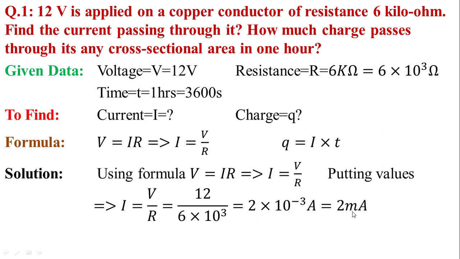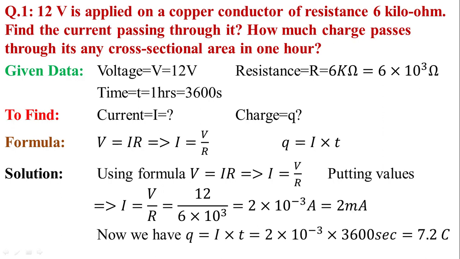Now we can find the charge. So we have Q is equal to IT. Putting the value of I multiplied by T, 2 multiplied by 10 raised to power minus 3 multiplied by 3600. Multiplying this value, we find the charge Q is equal to 7.2 coulomb.